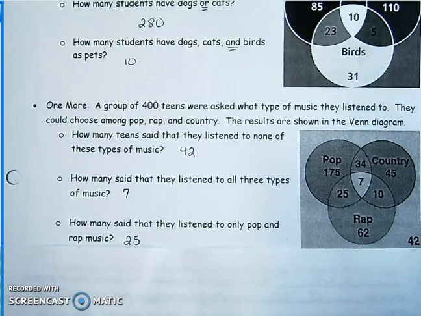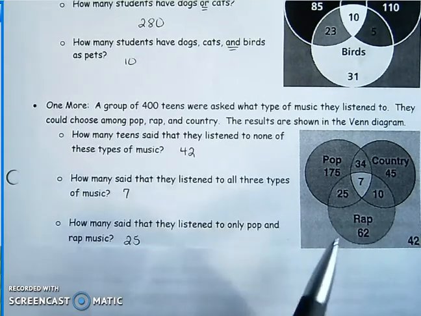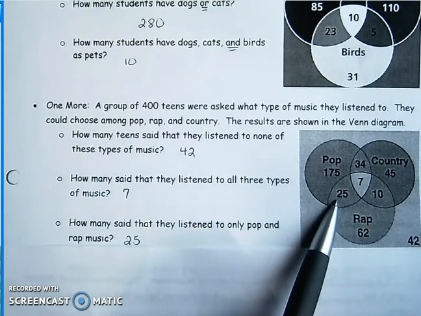How many said they listened to only pop and rap? Only pop and rap narrows it down to this 25 here.